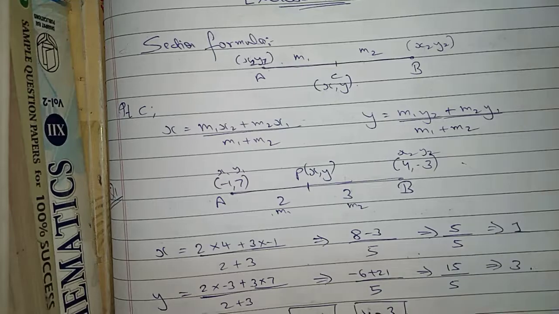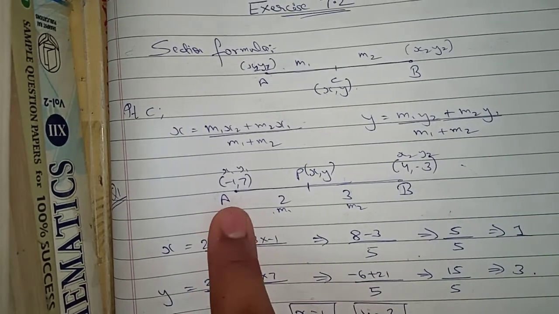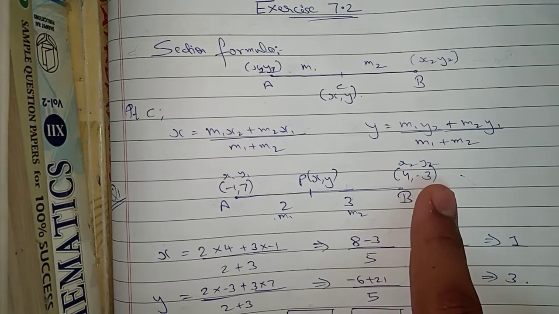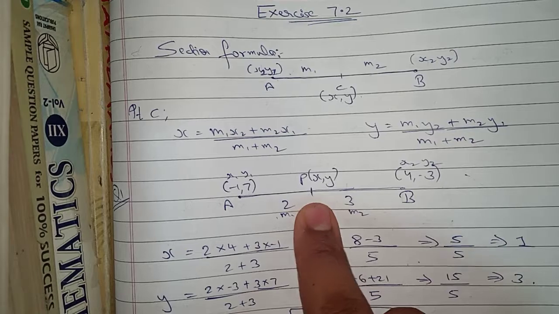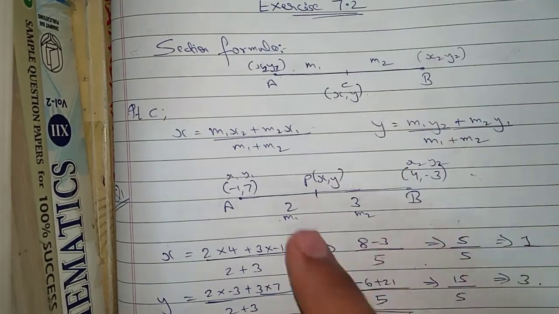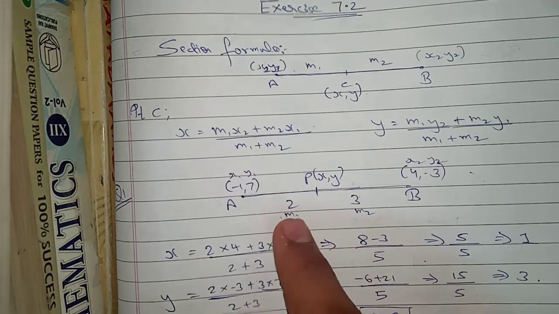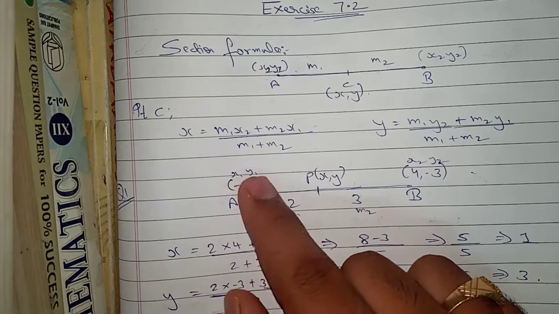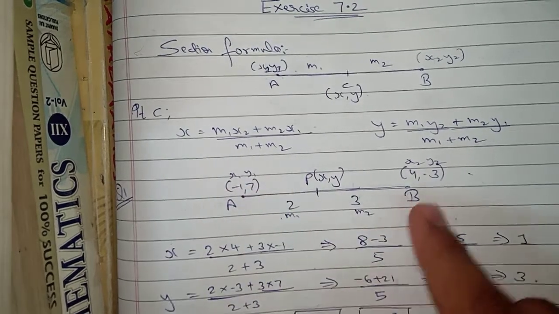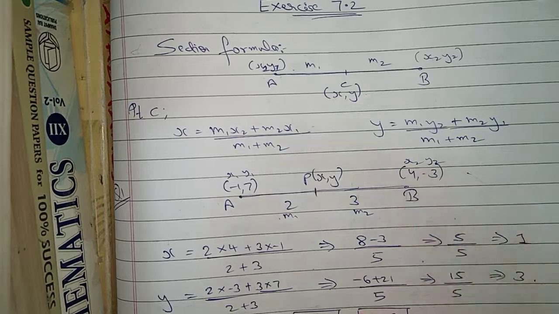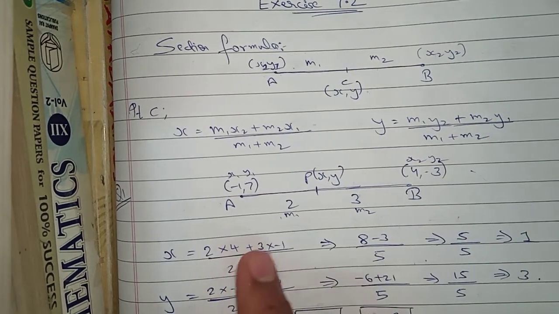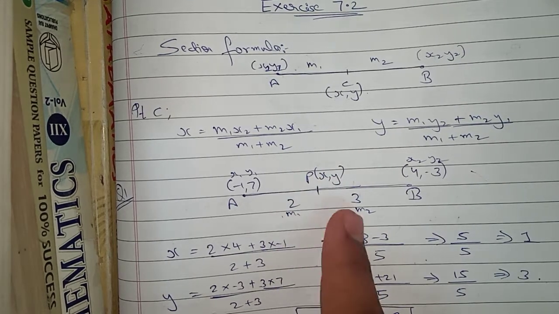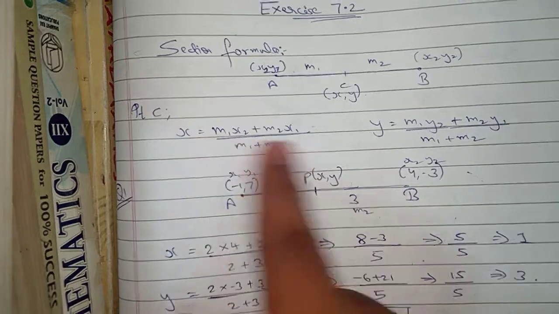Now look at that. (-1, 7) is the first point given in the question. This is the second point B, (4, -3), which is also given, and this point we have to find. Suppose this is the point C. Now the ratio is given, 2 and 3. I will take this point as P, not C. Now x1, y1 is (-1, 7). The value of B is (4, -3). And the point P is (x, y). The ratio is 2, 3. Now you only have to put these values in the given formula.